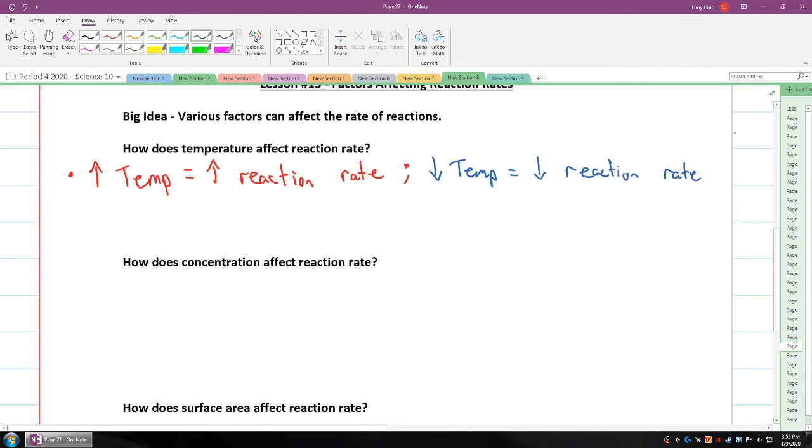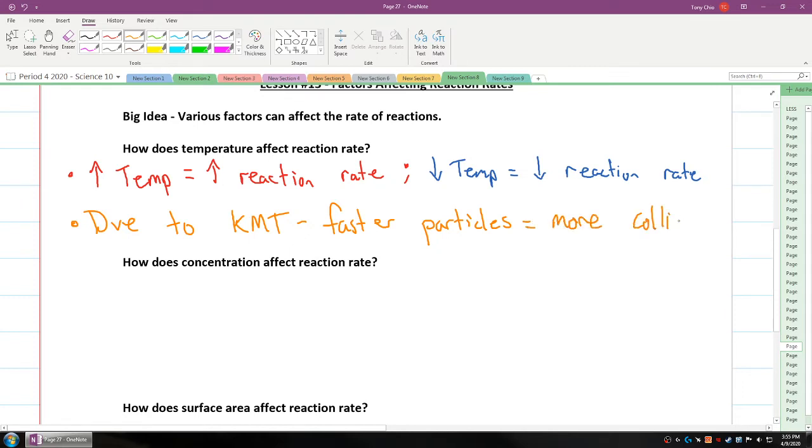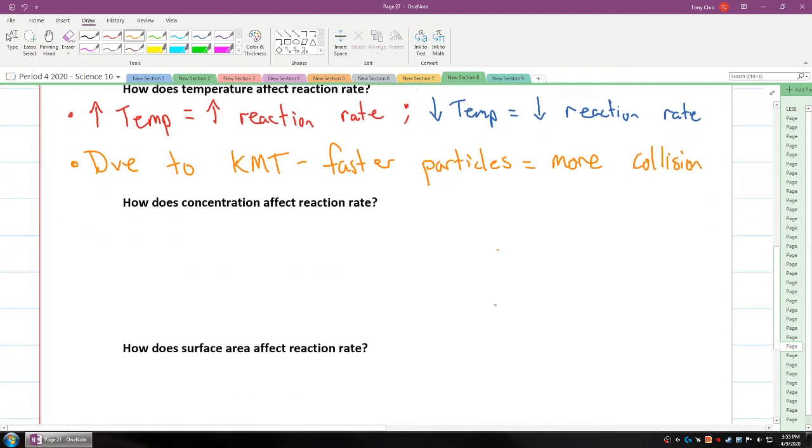Now, the reason this occurs is because you have to think about reactions as collisions of particles. If you increase the temperature, you're going to increase the number of collisions that these particles will have with each other. And this is due to KMT, which leads to faster particles, which leads to more collisions. More successful collisions is the word I will use. So that's the first example. It's the most common one.